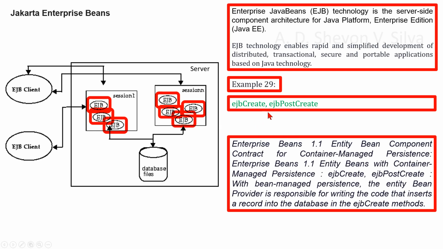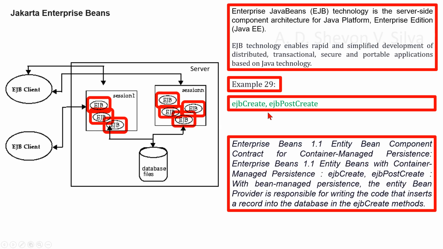The container must ensure that the values of the container managed fields are set to the Java language default, for example 0 for integer, null for pointers, prior to invoking the EJB create method on an instance. Then the Enterprise Beans 1.1 entity bean provider's responsibility is to initialize container managed fields in the EJB create method from the input arguments, such that when the EJB create method returns, the container can extract the container managed fields from the instance and insert them into the database.